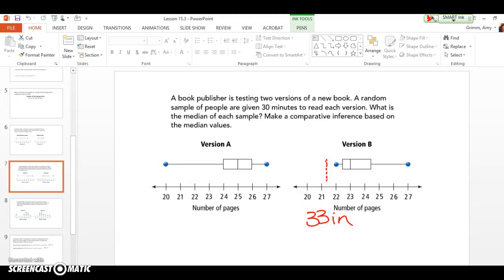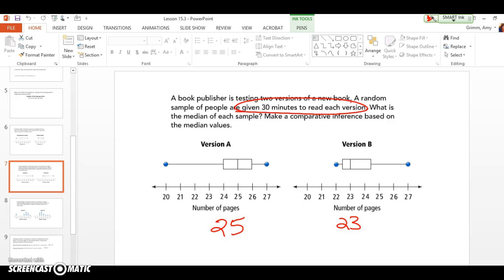All right, let's look at this one. Another one that we need to be able to compare. Okay, so this one is a book publisher is testing 2 versions of a new book. A random sample of people are given 30 minutes to read each version. What is the median of each sample? And then we're going to make a comparative inference based on the median values. So what's the median values of version A? 25, good. What's the median value on the other one? 23. Okay. So they were given 30 minutes to read each version.